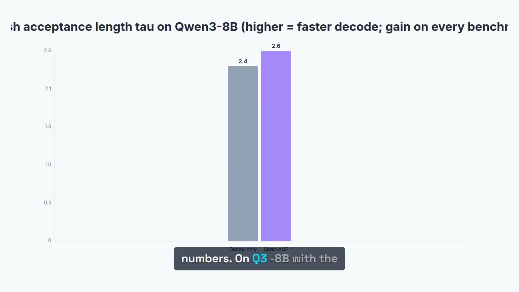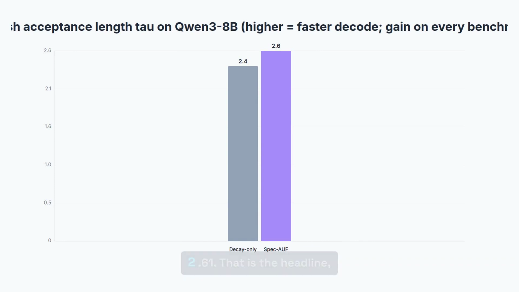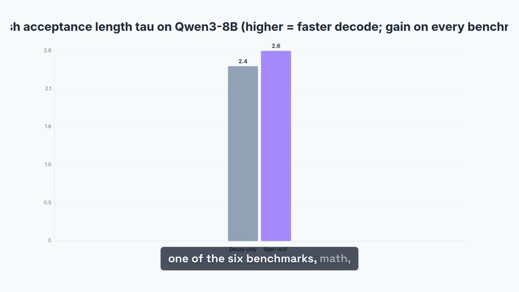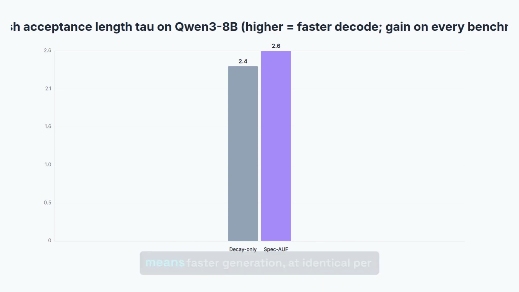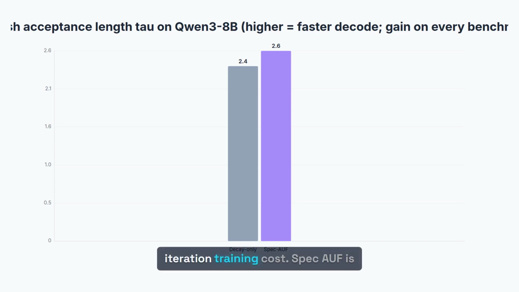Now the numbers. On Qwen3 8B with the D-Flash drafter, the average acceptance length climbs from 2.40 to 2.61. That is the headline, and it holds on every single one of the 6 benchmarks, math, code, and chat, under both greedy and sampling decode. More accepted tokens per verifier round means fewer rounds, means faster generation, at identical per iteration training cost.